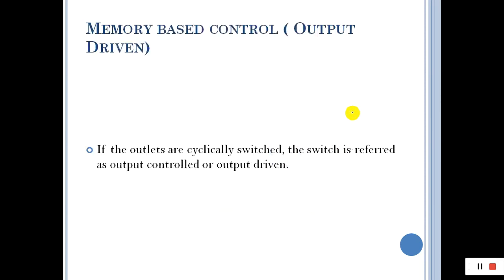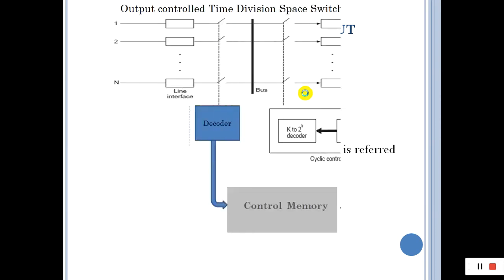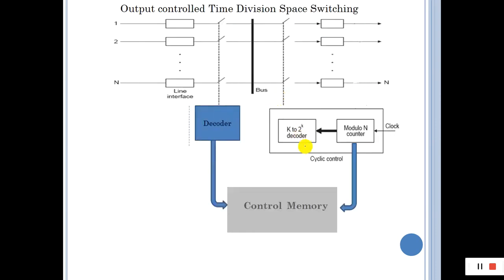Similarly, we have the other category, memory based control output. If the outlets are cyclically switched, the switch is referred to as output control, output driven. So this is the other one. We can see the memory is kept on the output side. The whole system, that is the cyclic control, is at the output side. That's why this is called output control.